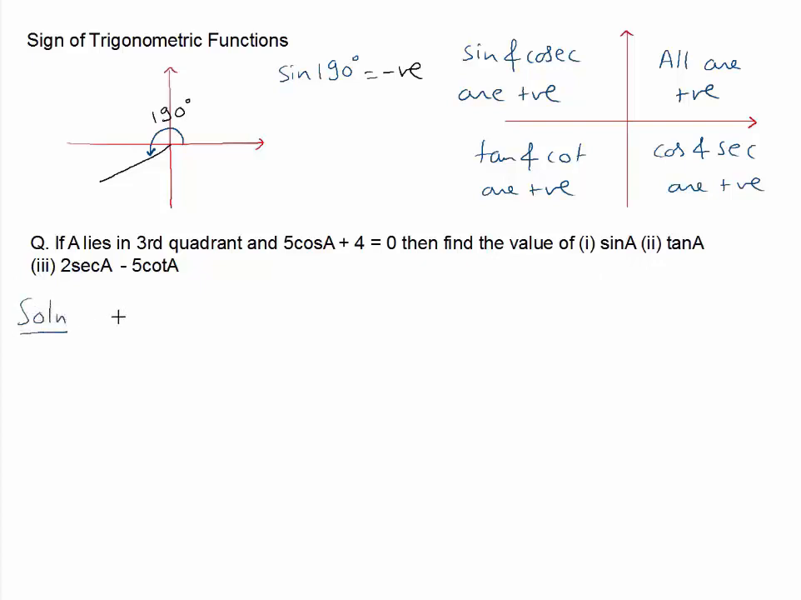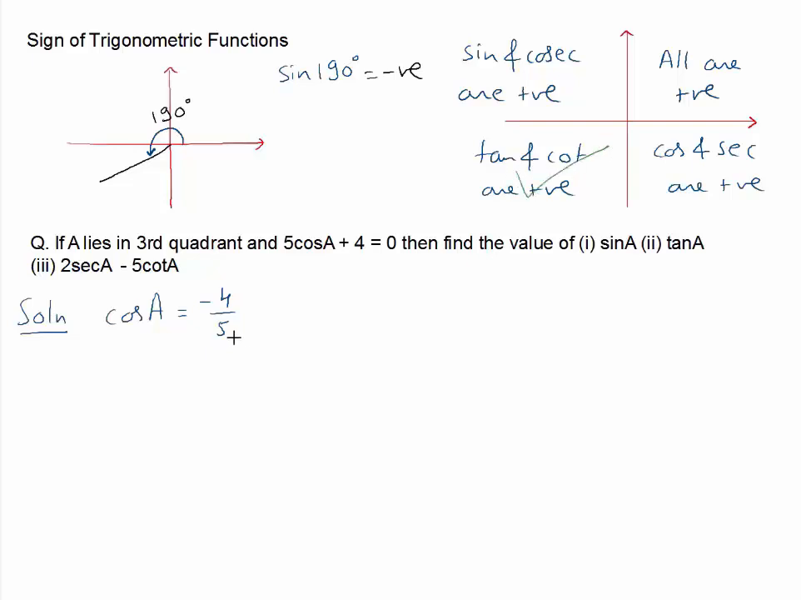To start with, we need to find what is the value of cos of angle A or cos A. So this would be equals to minus 4 by 5. If we look at these quadrants, cos is positive here since all are positive, and in the fourth quadrant also cos is positive. So if cos A is negative, then the quadrant would be either the second one or the third one. Now it's given additionally that A is in third quadrant, so we are talking about this quadrant.